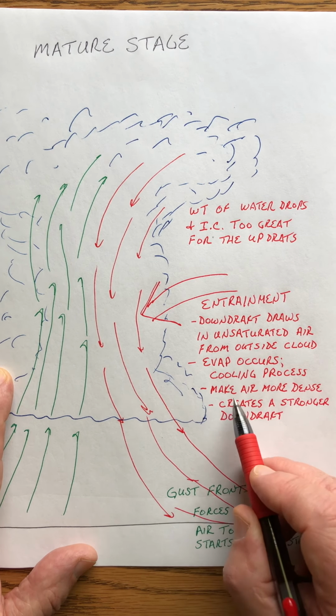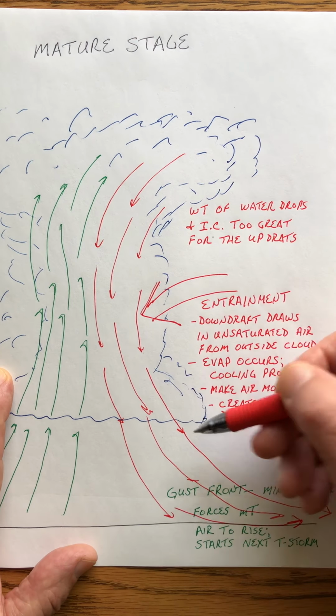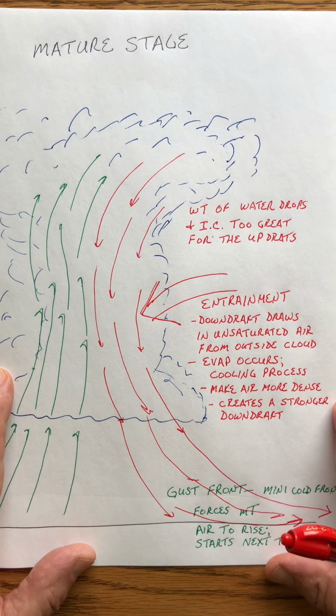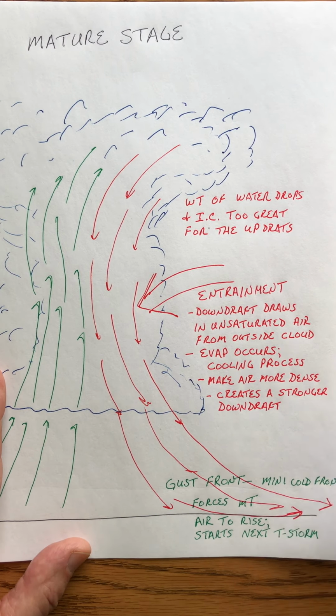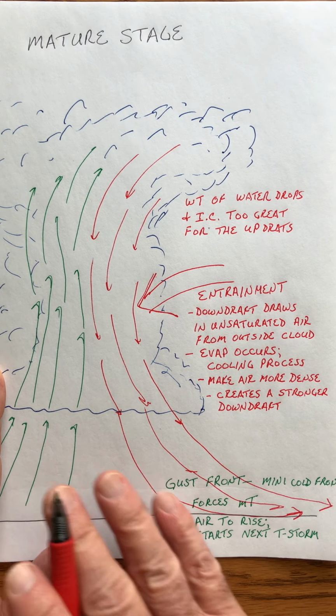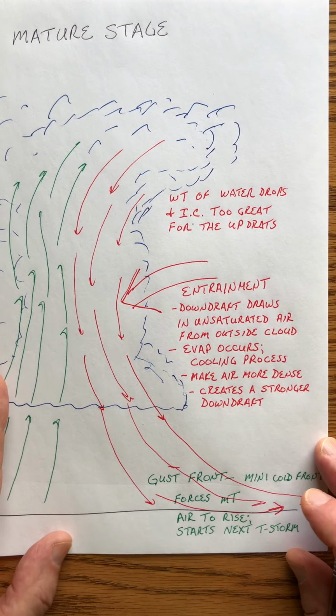By cooling the air, you're going to make it more dense. And by making the air more dense, the air is going to want to fall even faster. So you're going to create an even stronger downdraft. So when this downdraft now exits the base of the cloud, it's going to hit the ground and spread out in front of the thunderstorm.